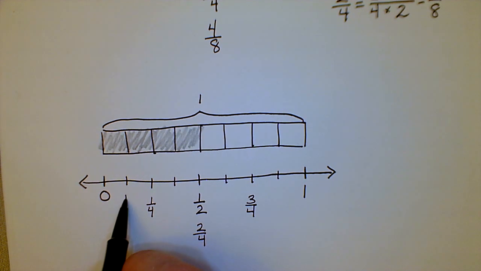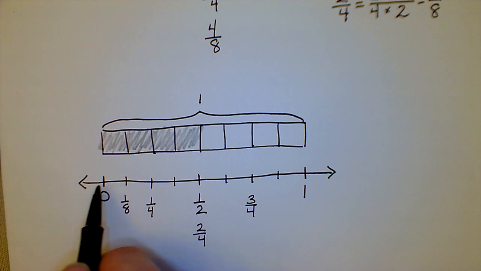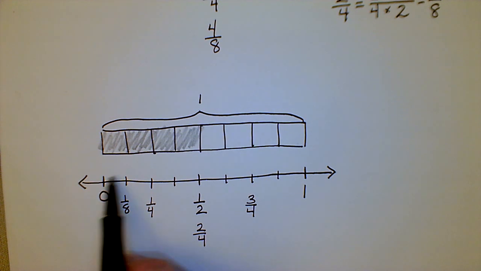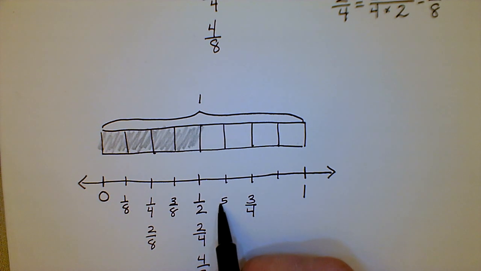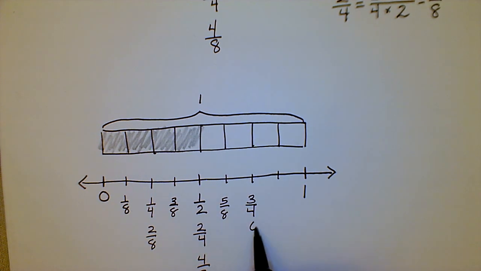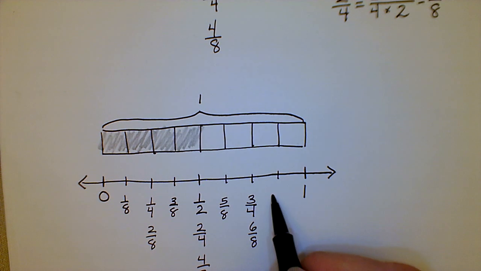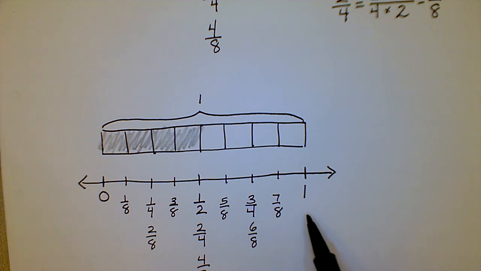This is 1/8. So I have gone 1/8 of the distance from 0 to 1. Then if I go another, and I like to call them hops, so it's like hop, hop, then I will have gone 2/8, 3/8, 4/8, 5/8, 6/8, 7/8, and then I could actually put 8/8 over here.